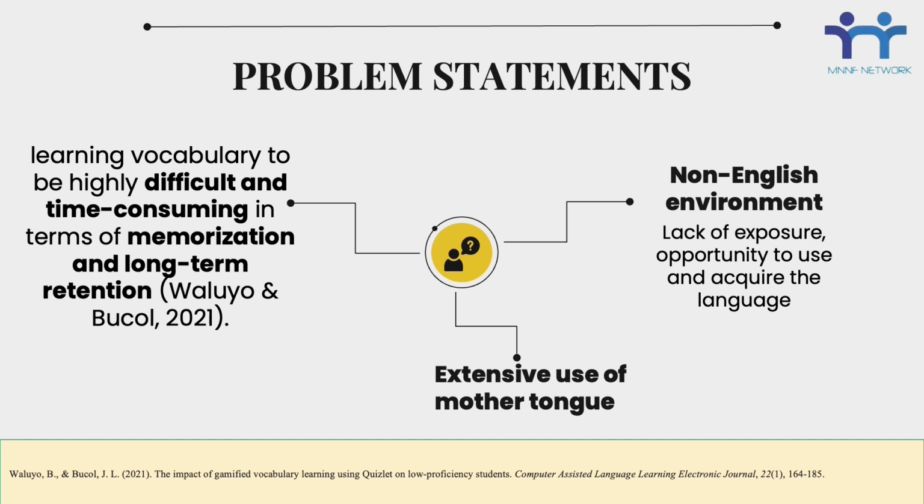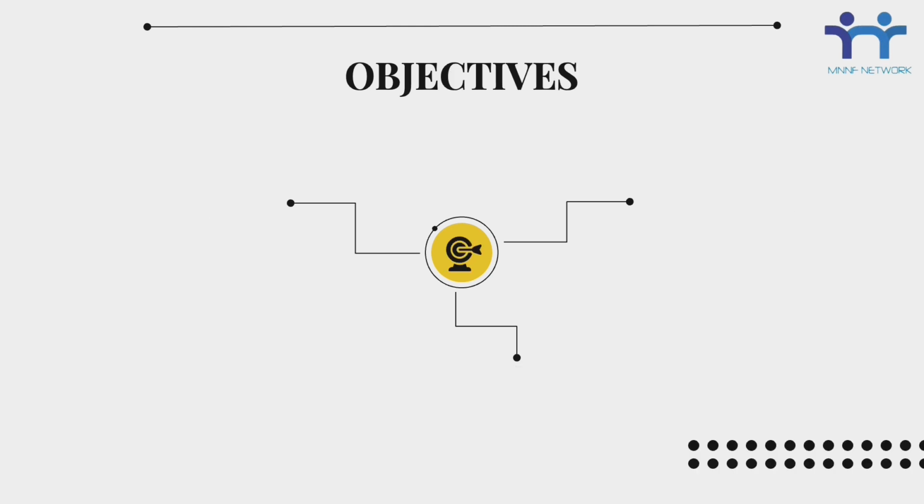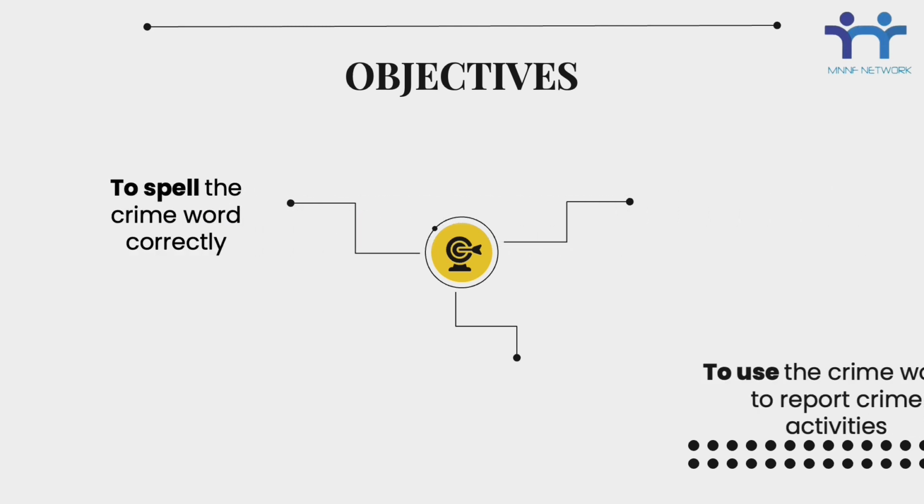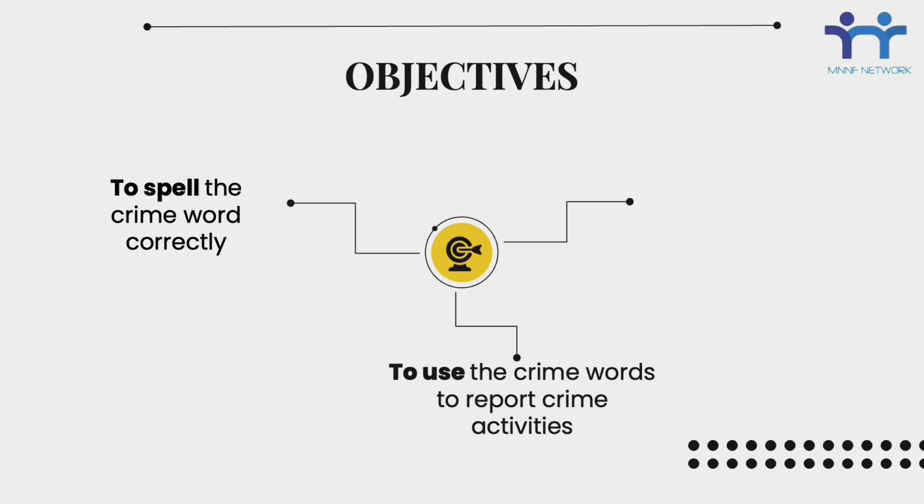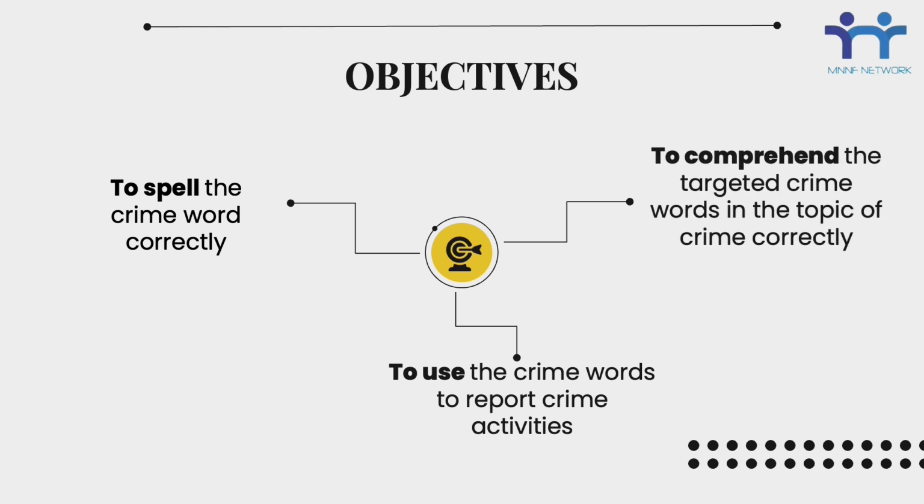They typically use their mother tongue in conversation and they grow up in a non-English speaking environment. This has led to insufficient vocabulary, specifically on crime, which leads to the aim of the study, which is to identify the effectiveness of WHODIDIT as a gamification tool in improving secondary school learners' crime vocabulary. These are the objectives of WHODIDIT: to spell the crime words correctly, to use the crime words to report crime activities, and to comprehend the targeted crime words in the topic of crime correctly.